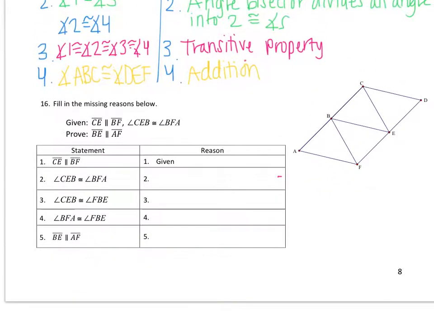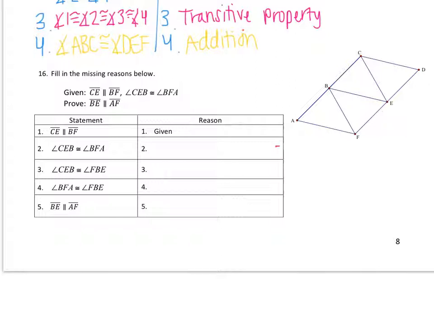Moving on to our last proof. Fill in the missing reasons below. Given line segment CE is parallel to line segment BF, and angle CEB is congruent to angle BFA. BFA right here. Alright, so first step, CE parallel to BF is given.